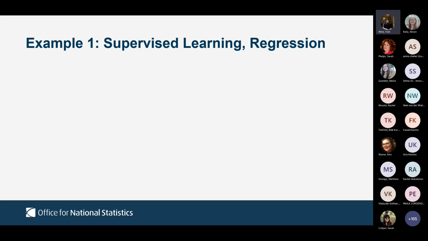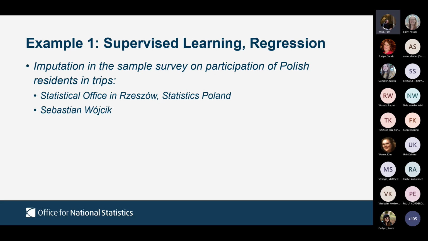The first example we'll be talking quite a lot about today is from Statistics Poland. They used multiple supervised learning based techniques to impute the sample survey on participation of Polish residents in trips. What that fundamentally means is the goal of this research was to identify the suitability of supervised machine learning. That is to say, how useful would it be to apply these techniques in the imputation or the correction of missing data of aggregates used in particular areas of classification of the expenditure, based on category and country.